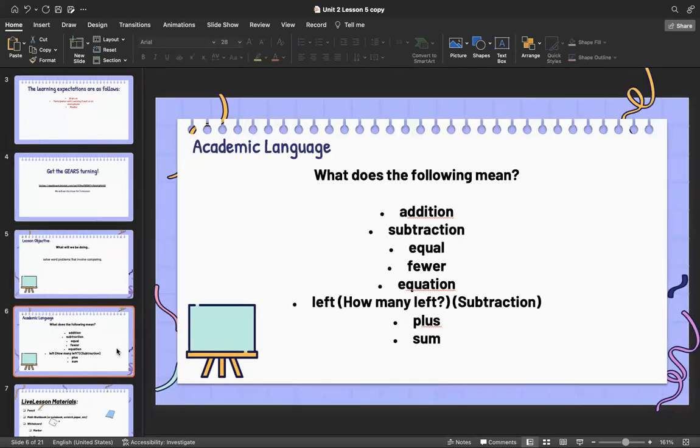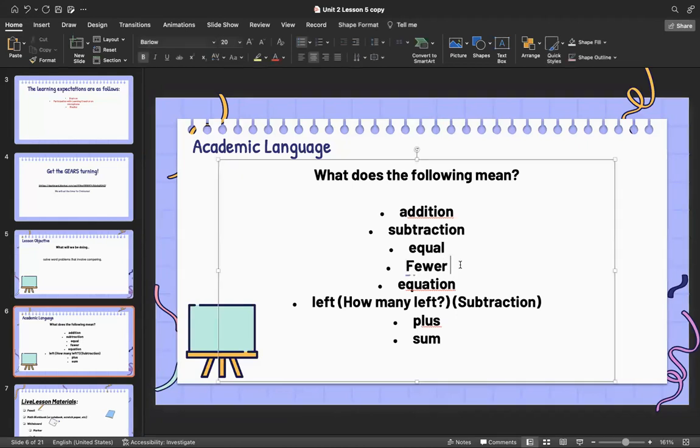Let's move on. Today, we're going to be talking about solving word problems that involve comparing. Here's some of our key academic language. Key academic language is really important because you'll find these predominantly on tests and in word problems. So addition, subtraction, equal, fewer than. Fewer than usually ends up in word problems. You'll see those a lot. Equation, left, how many are left? That's just a subtraction. Plus and sum. When you're talking about sum, you're talking about addition. So you want to make sure your child understands these words because it will help them more so in math throughout the years.